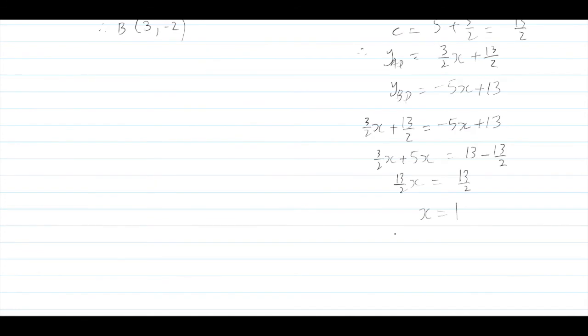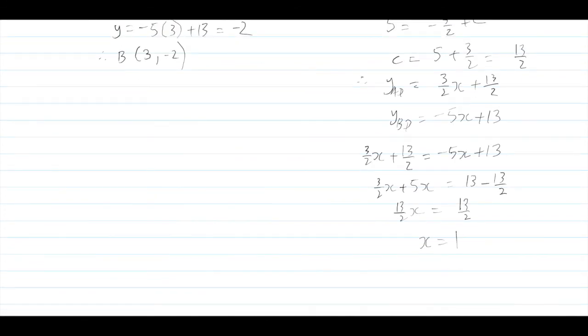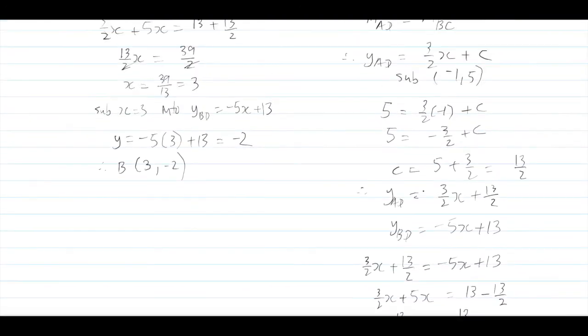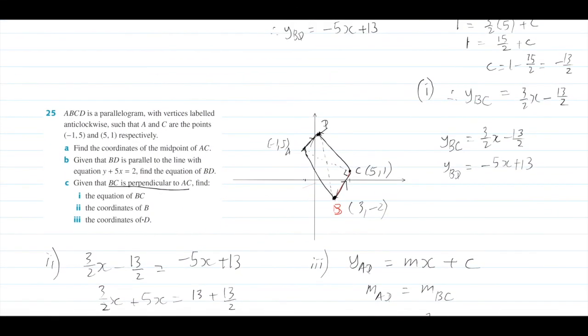So if you want to find the y value, sub it back into one of the equations over here. I'm going to sub it back into this equation. So we get -5 times 1 plus 13, -5 plus 13, that is positive 8. And therefore the intersection is (1, 8). And that is it, guys. That is how you solve for this. You need to find the intersection between the two lines, both for point D and for point B as well. And a lot of geometry in between.